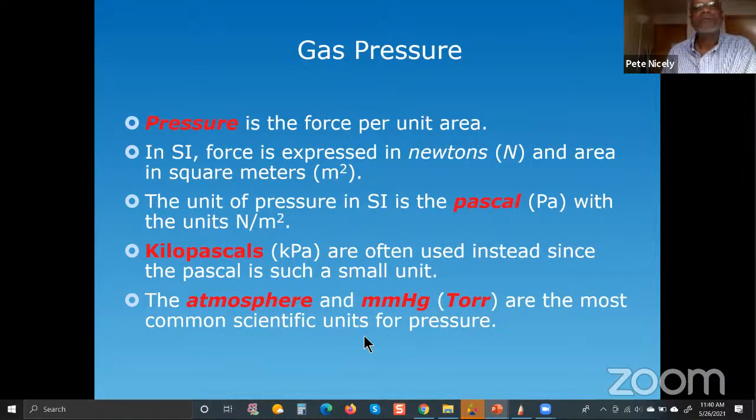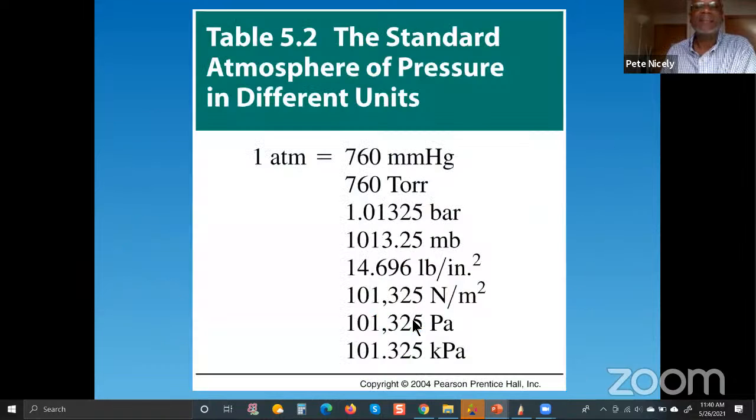right? Now, there's a relationship that exists between the Pascal, the kilopascal, the atmosphere, and the millimeter mercury unit, and that is given in this small chart right here. So here we have a 1 atmosphere unit, and it's equal to all of these, right? 1 atmosphere is equal to 760 millimeter mercury, which is the same thing as 760 torr, which is the same thing as all the others here.